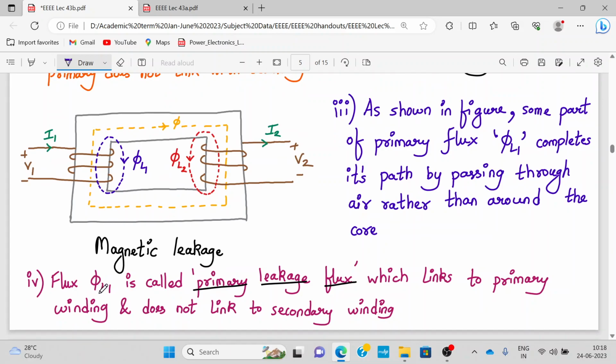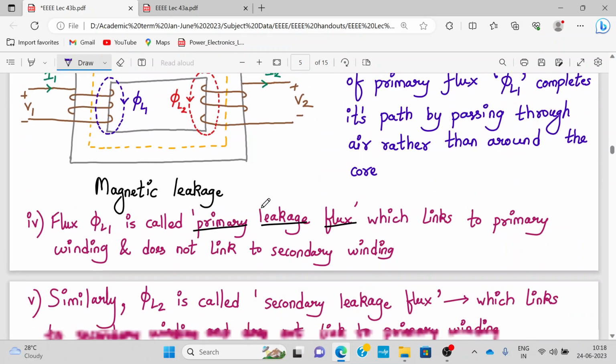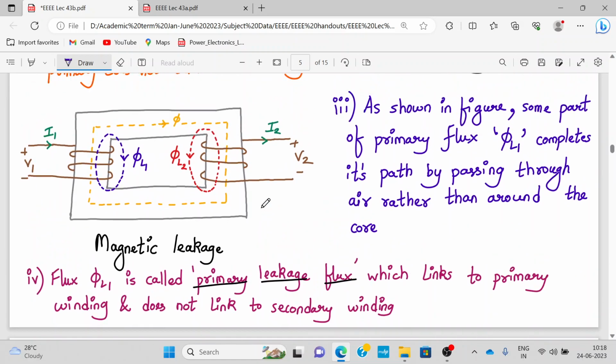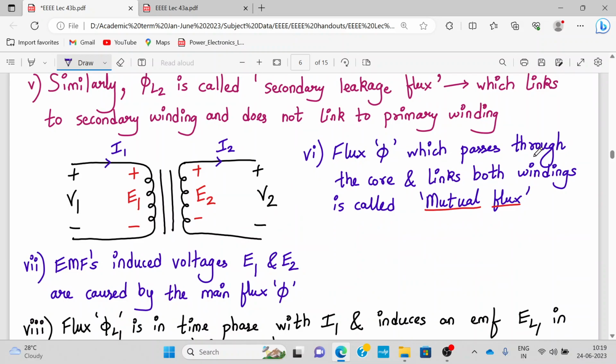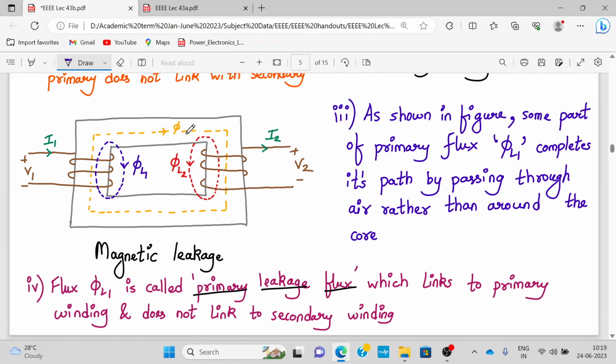Flux phi L1 is the primary leakage flux which links the primary winding and does not link to the secondary winding. It links itself. Similarly, phi L2 is the secondary leakage flux which links with the secondary winding and not with the primary winding. So we have additional leakage fluxes phi L1 and phi L2 in addition to the main flux phi. The flux phi which passes through the core and links both the windings is called the mutual flux phi.